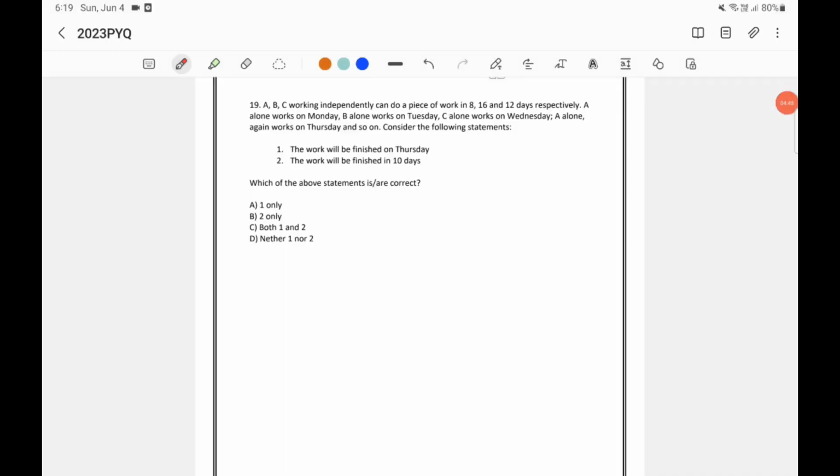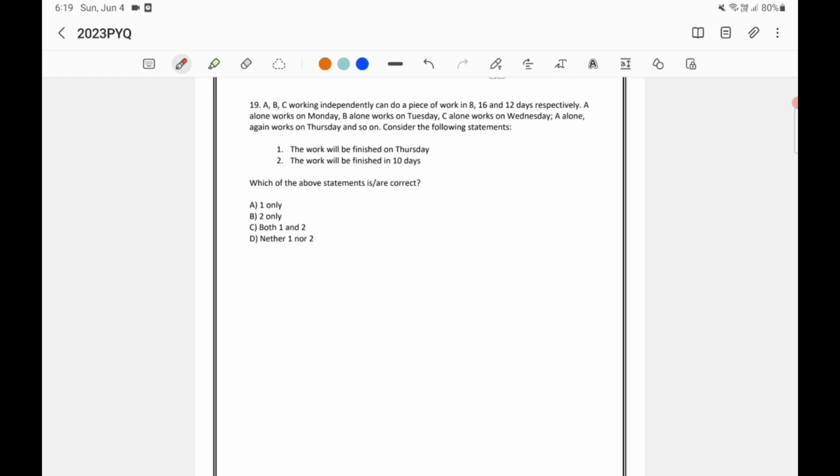So let's see the next question. A, B, and C working independently can do a piece of work in 8, 16, and 12 days respectively. A alone works on Monday, B alone works on Tuesday, then C works on Wednesday, and so on. Now consider the following statements: the work will be finished on a Thursday, and the work will be finished in 10 days. Let's see how we can do this.